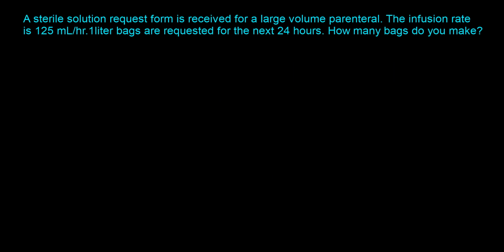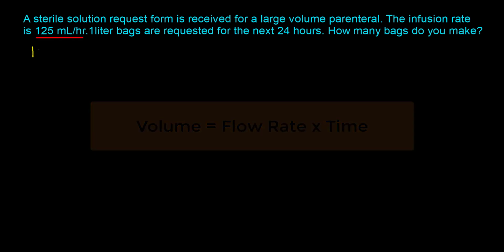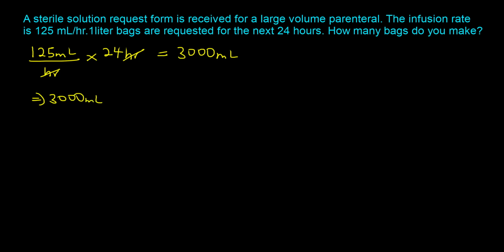So to determine the volume, we need the flow rate and we need the time. The flow rate is given as 125 milliliters per hour, and the time is 24 hours. So the hours can cancel out, and the volume is 3,000 milliliters. So now that we know the volume, we can start off with the 3,000 milliliters, and from the question, each bag has a liter of sterile solution.